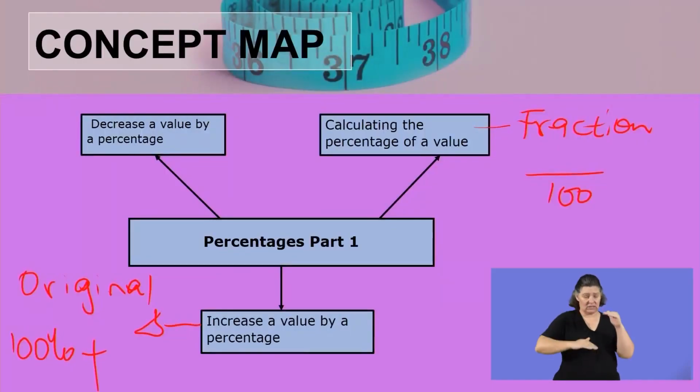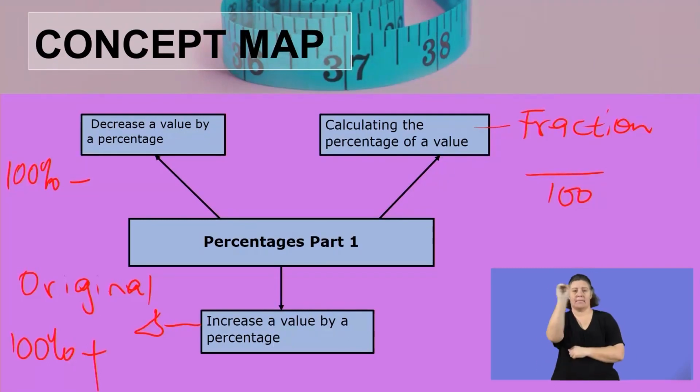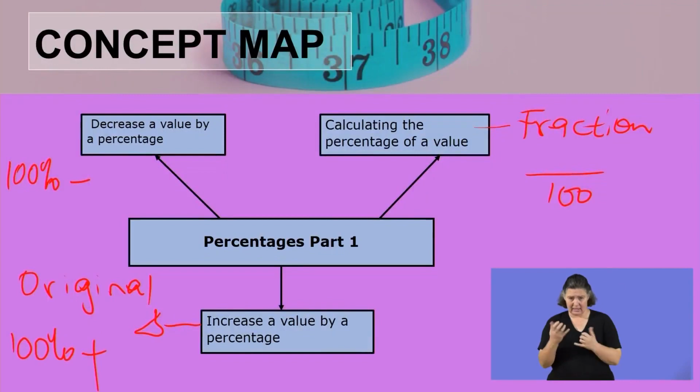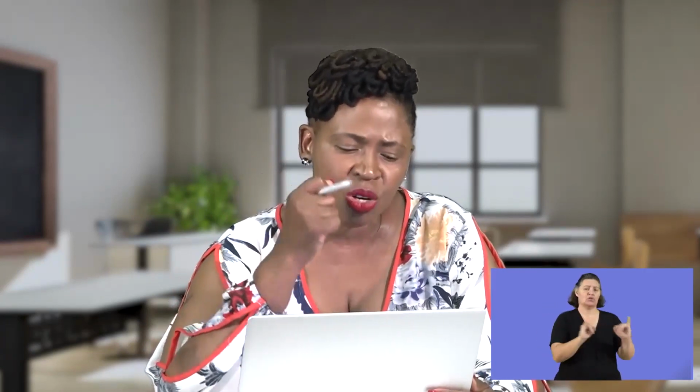And the next one, decreasing a value by a percentage. Remember, when we decrease a value by a percentage, because the original price is 100%, we are going to subtract. You say 100%, subtract the percentage that is given, and the answer that you get will be in percentage form. You take that answer, convert it to a fraction form, and multiply it by the given value. So I hope now the concept of increasing, decreasing, and calculating the percentage of a value will be easier to everyone. Let us recap on the words that we introduced today.